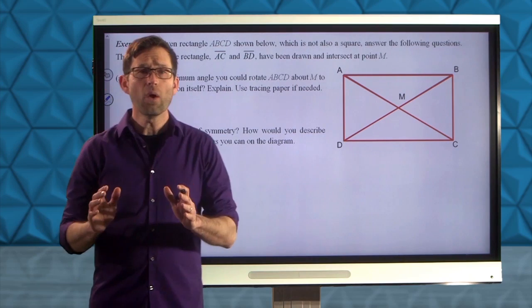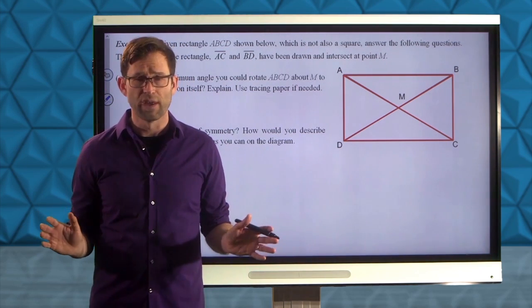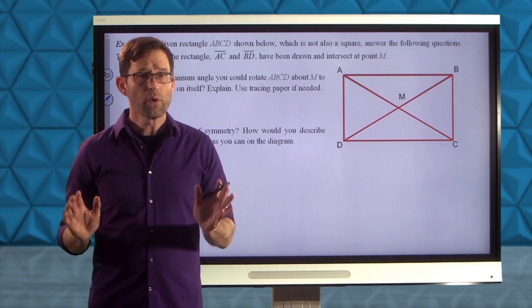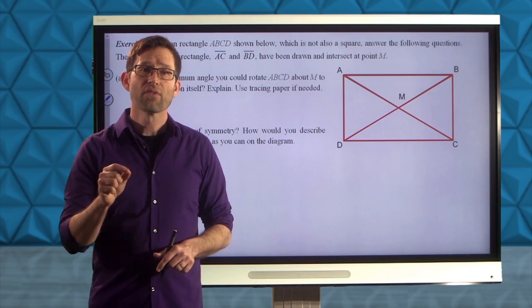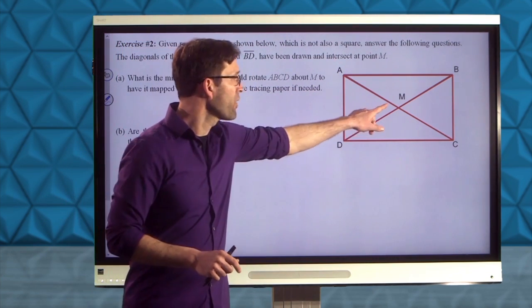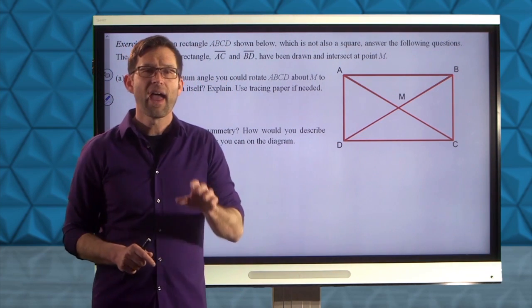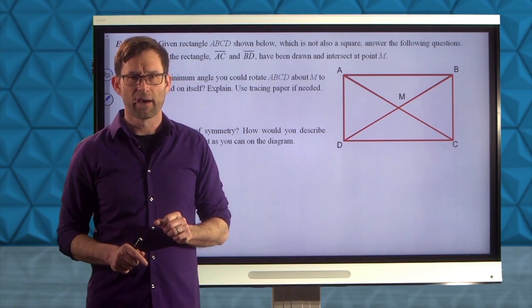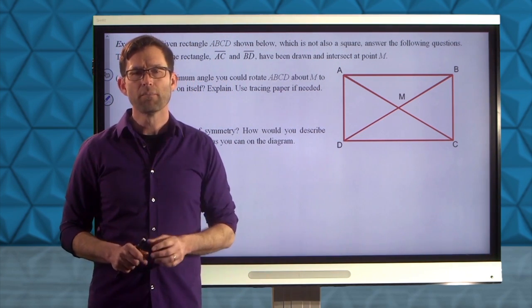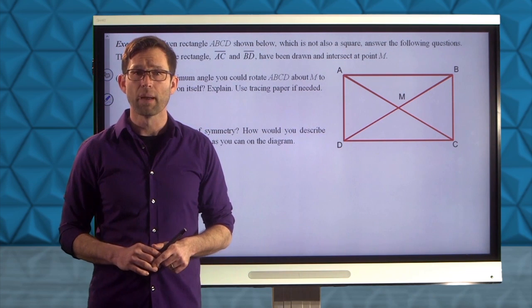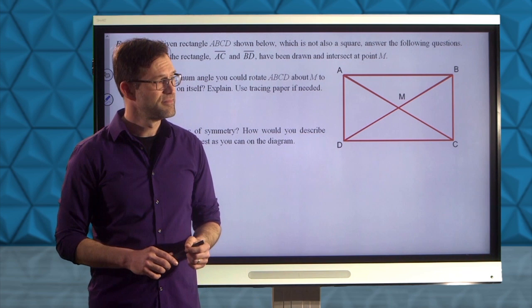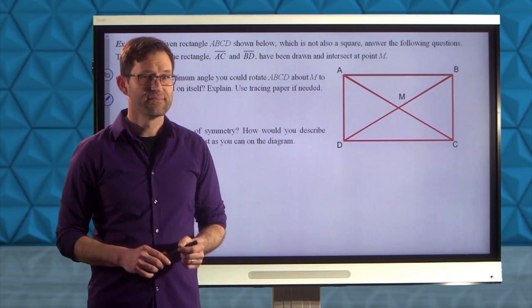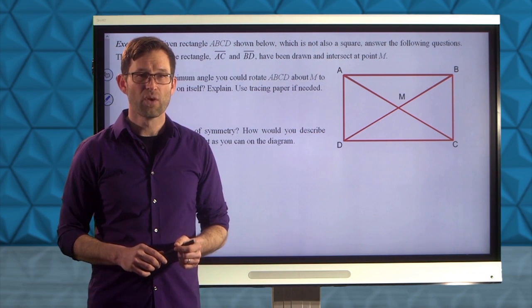All right, so we know that all rotations are rigid motions. Any rotation of this rectangle is going to preserve its shape and its size. The question is, what is the minimum amount that I can rotate about point M and have the figure land back on itself? Take a moment and pause the video now and use tracing paper to experiment with this. All right, let's go through it.